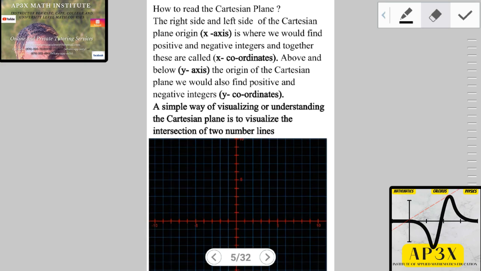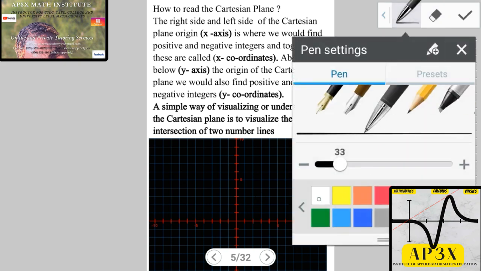Now, how to read the Cartesian plane. The right side and the left side, we have already demonstrated that by plotting our points or reading off the points of the graph. But let's just get some theory behind what we have done. The right side, that is over here.